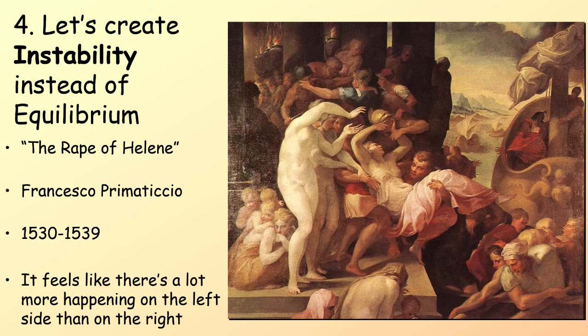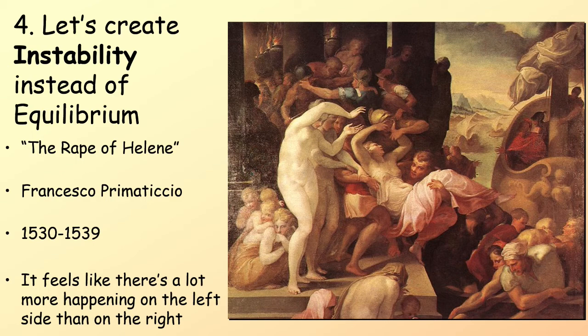Let's create instability instead of equilibrium, like the Rape of Helen by Francesco Primaticcio. If you look at the painting, it feels like all the weight is on the left side. There's a lot more happening on the left side than on the right side. The right side, compared to the left side, looks a little bit empty, especially in that upper part.